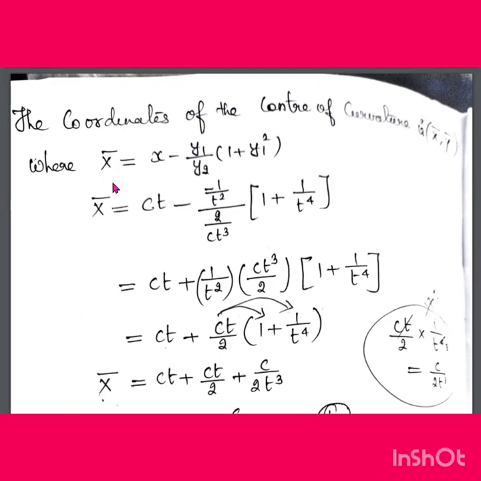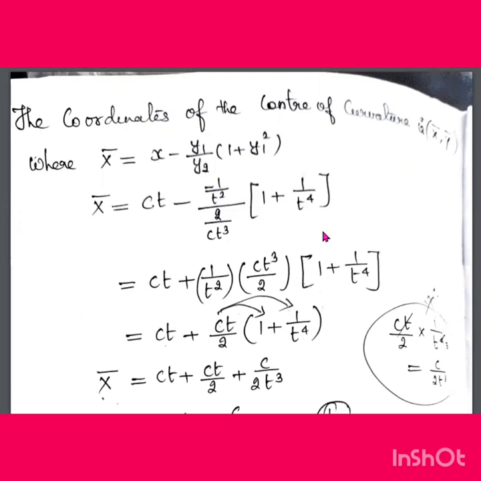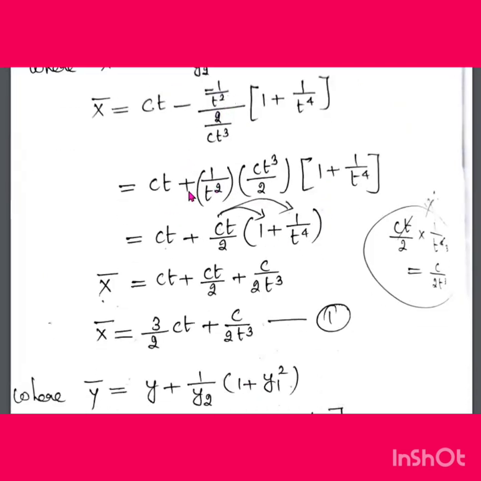x bar is equal to x minus y1 divided by y2 into 1 plus y1 square. So x bar is equal to ct minus, y1 is minus 1 by t square, y2 is 2 divided by ct cube, into 1 plus y1 square, that is 1 plus 1 by t square whole square, 1 plus 1 by t power 4. So ct plus 1 by t square, reciprocal of 2 divided by ct cube, we write ct cube divided by 2 into 1 plus 1 by t power 4. So t cube divided by t square will be ct divided by 2.